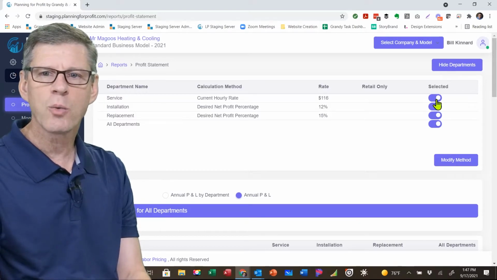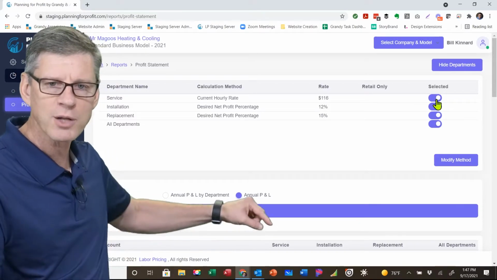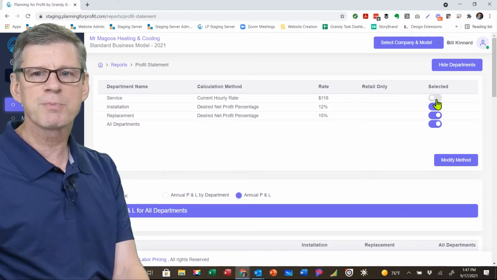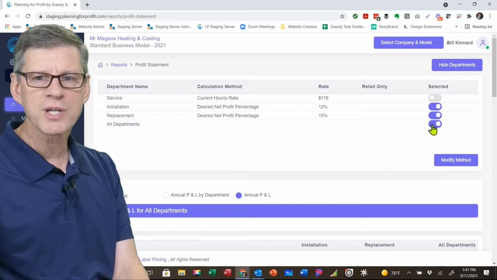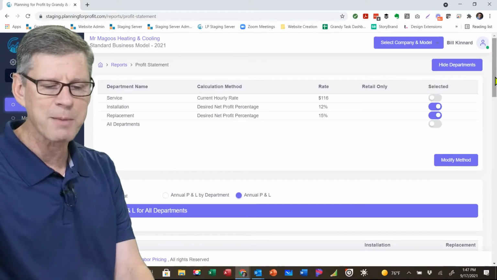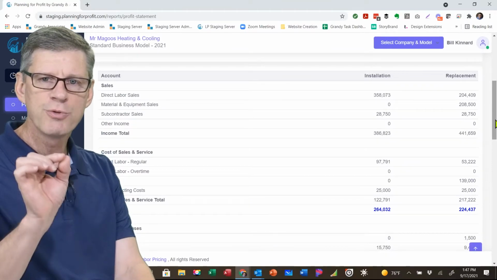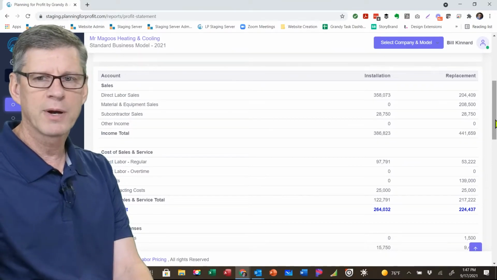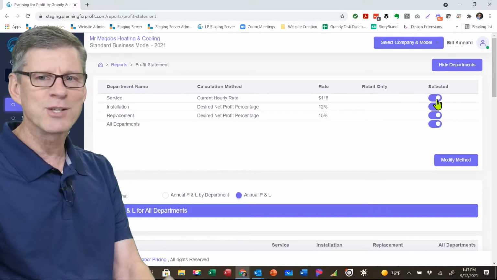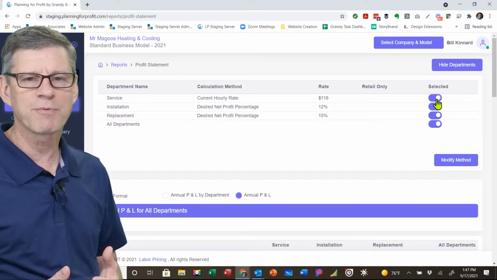So I don't want to show my service department. And if you watch down below right here, as I hit that toggle, the service department goes away. And I don't want to see the company totals for all departments, so that goes away. And now I'm looking at a P&L for just those couple of departments. All right, so it helps us in that particular way. Again, it just lets us display this report a little bit differently.